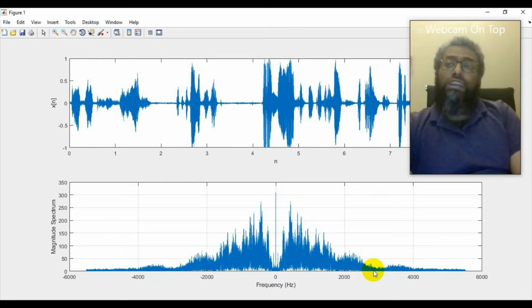When we say 20 kilohertz is the audible range, it means human ears can hear up to 20 kilohertz, but our vocal cords cannot generate up to 20 kilohertz.